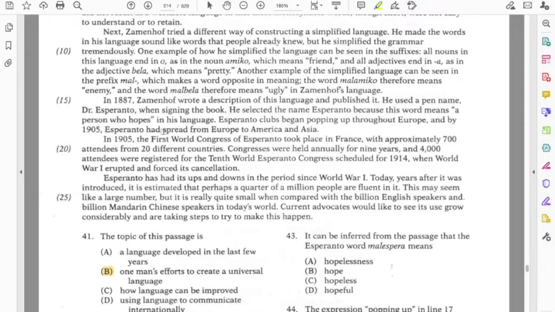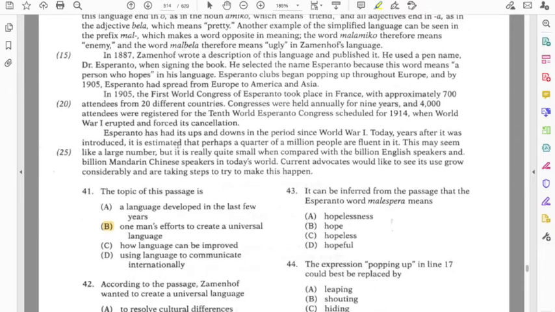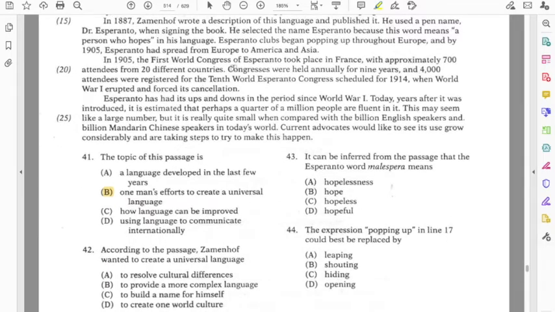In 1905, the First World Congress of Esperanto took place in France with approximately 700 attendees from 20 different countries. Not very popular, but pretty good for somebody who just wanted to make a language. Congresses were held annually for 9 years, and 4,000 attendees were registered for the 10th World Esperanto Congress, scheduled for 1914, when World War I erupted, began, and forced its cancellation. So here's where his dream is largely ending.